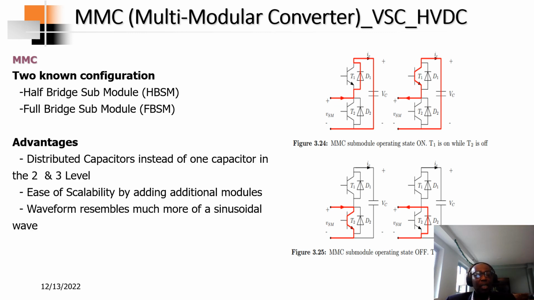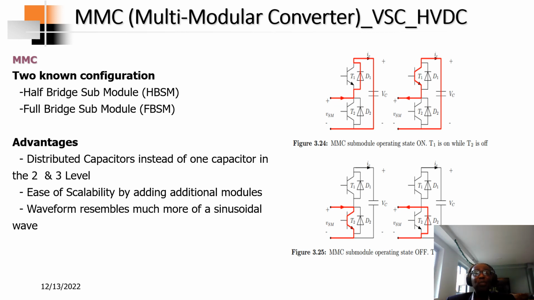Okay, so now let's talk about the advantages of the modular multi-level converter, MMC. Okay, the capacitors are distributed. Remember, I told you that they are submodules, right? And basically, you can have hundreds of them connected in series to whatever voltage that you want to achieve. So the capacitors are much more distributed compared to the 2 and the 3 level, where you have a large capacitor. Like I did mention, in the 2 and the 3 level you have a very large capacitor.